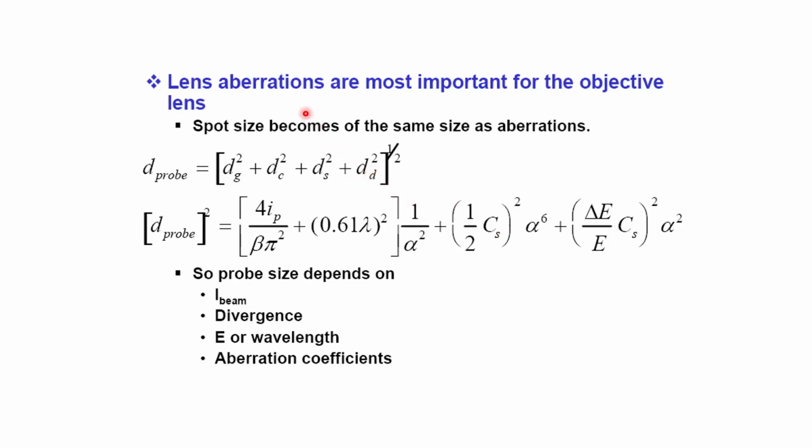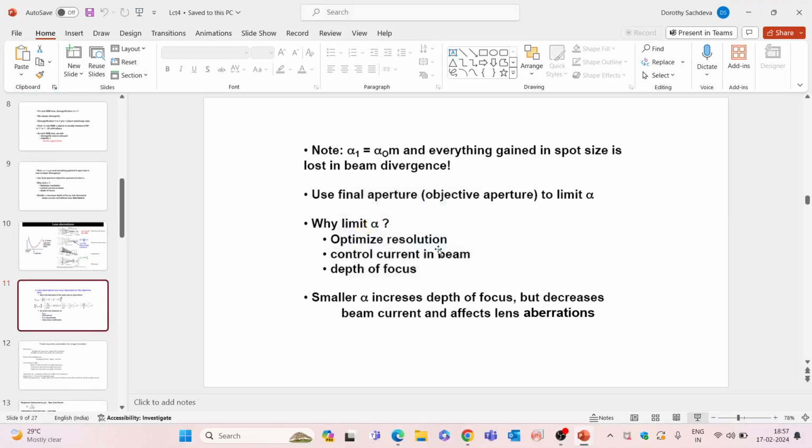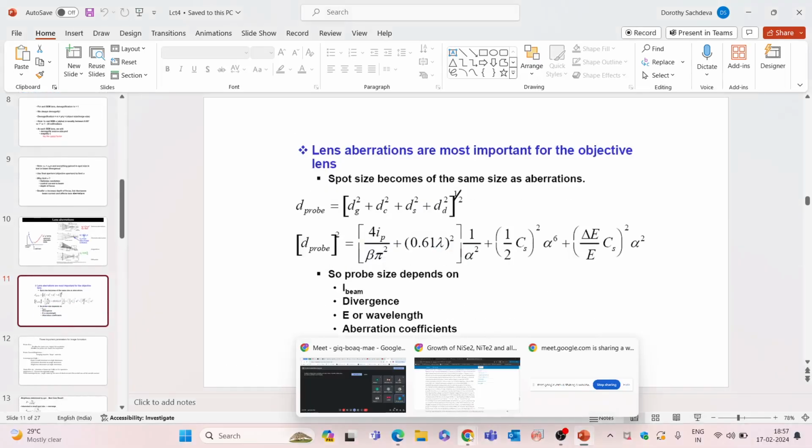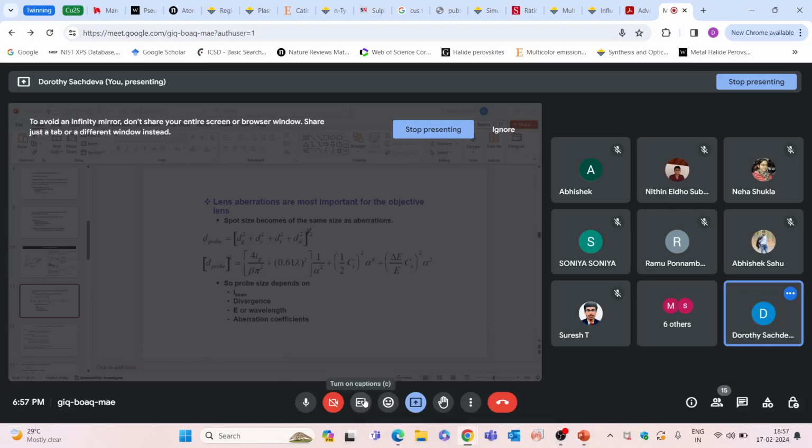These lens aberrations are most important basically for the objective lens. Can anybody tell me where the objective lens is placed in the SEM chamber? We discussed this in the previous slides. Can anybody tell me where this objective lens is placed? Anyone? Yeah. Okay, very good.